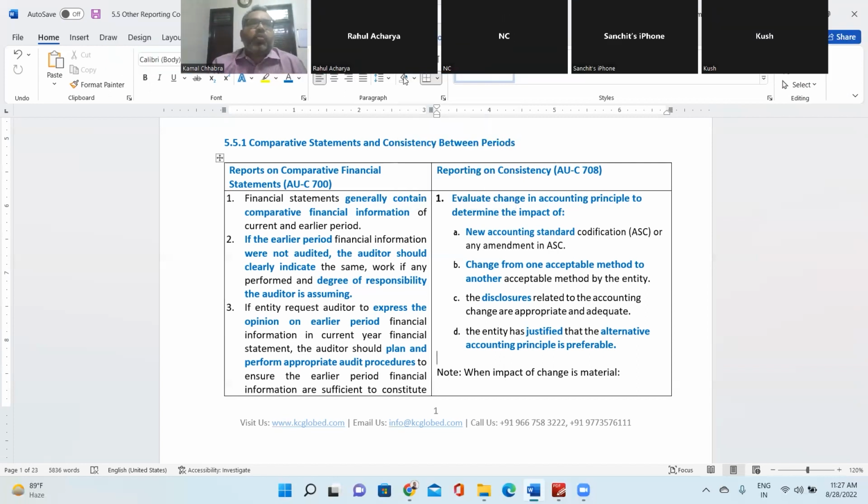My question is, when you have applied a new accounting standard for the current year, you might have applied it on the previous year number as well, and taken the impact on the opening balance. Yes, sir, exactly. That's what we wanted to bring out in the classroom.